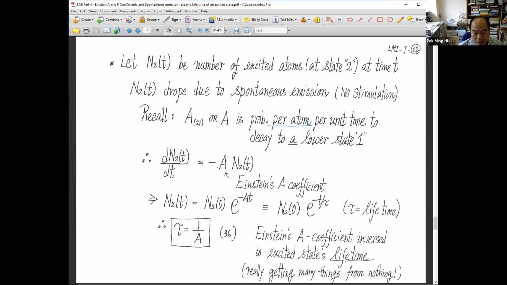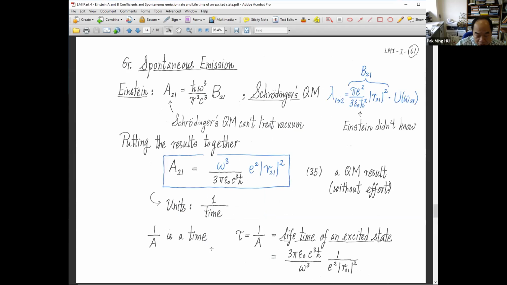This can be integrated. You take the dt to this term, take the n over to this side, you get a log, therefore you get exponential. So you see this exponentially decaying solution. Thereby, 1/A must be a time constant. This is the lifetime. That backs up my claim that this is related to lifetime.